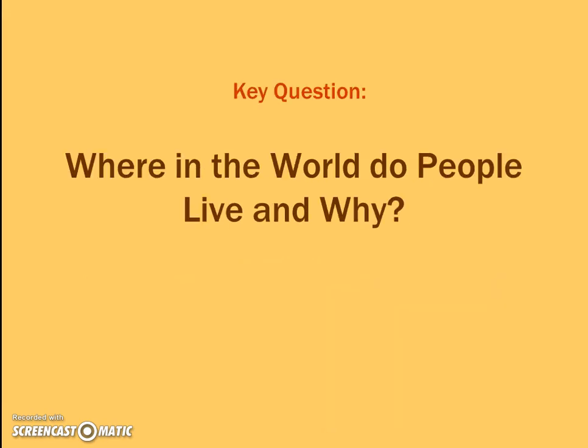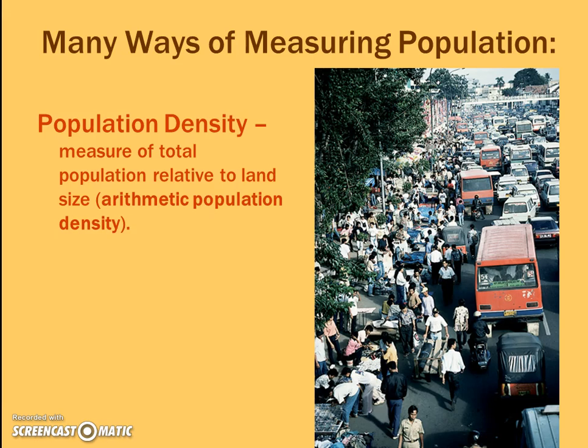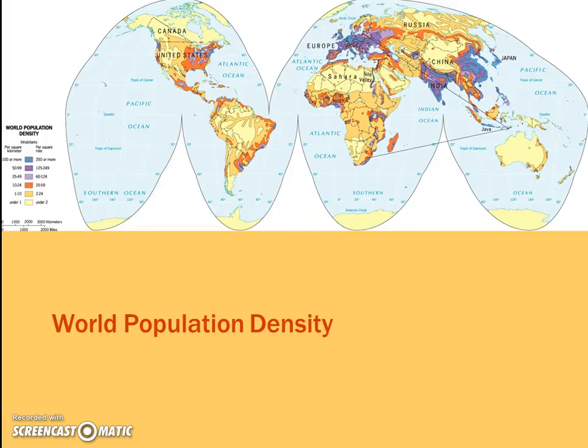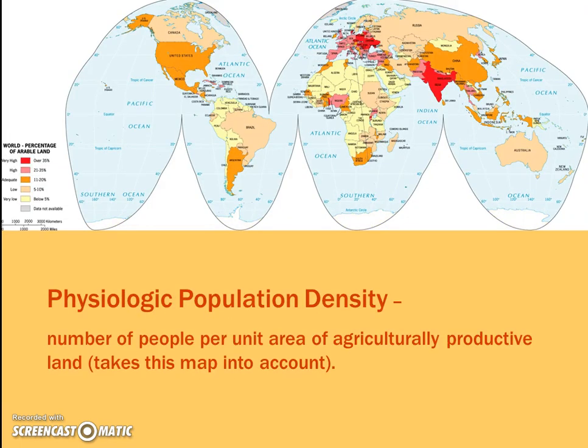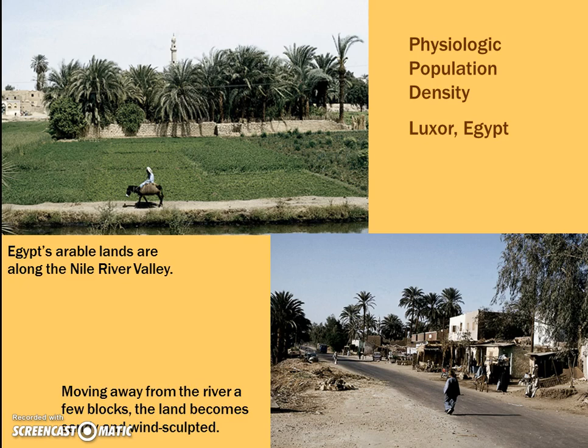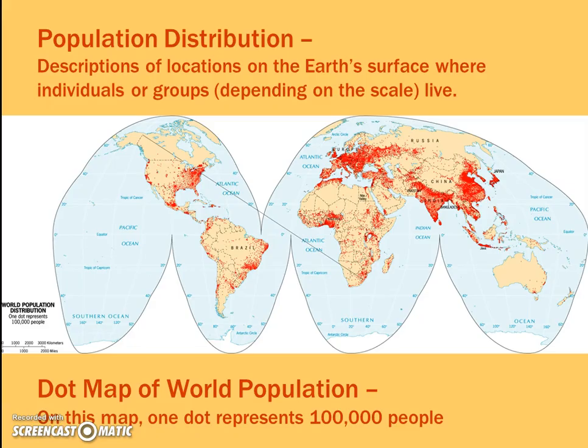Most of the information is exactly the same in terms of population density. You remember you need to know both arithmetic and physiologic. The other thing to consider is that it's not going to take into consideration internal clustering. Egypt would be an example of one that would have somewhat low arithmetic population density, but be very high physiologic, since so much of the country is in desert.